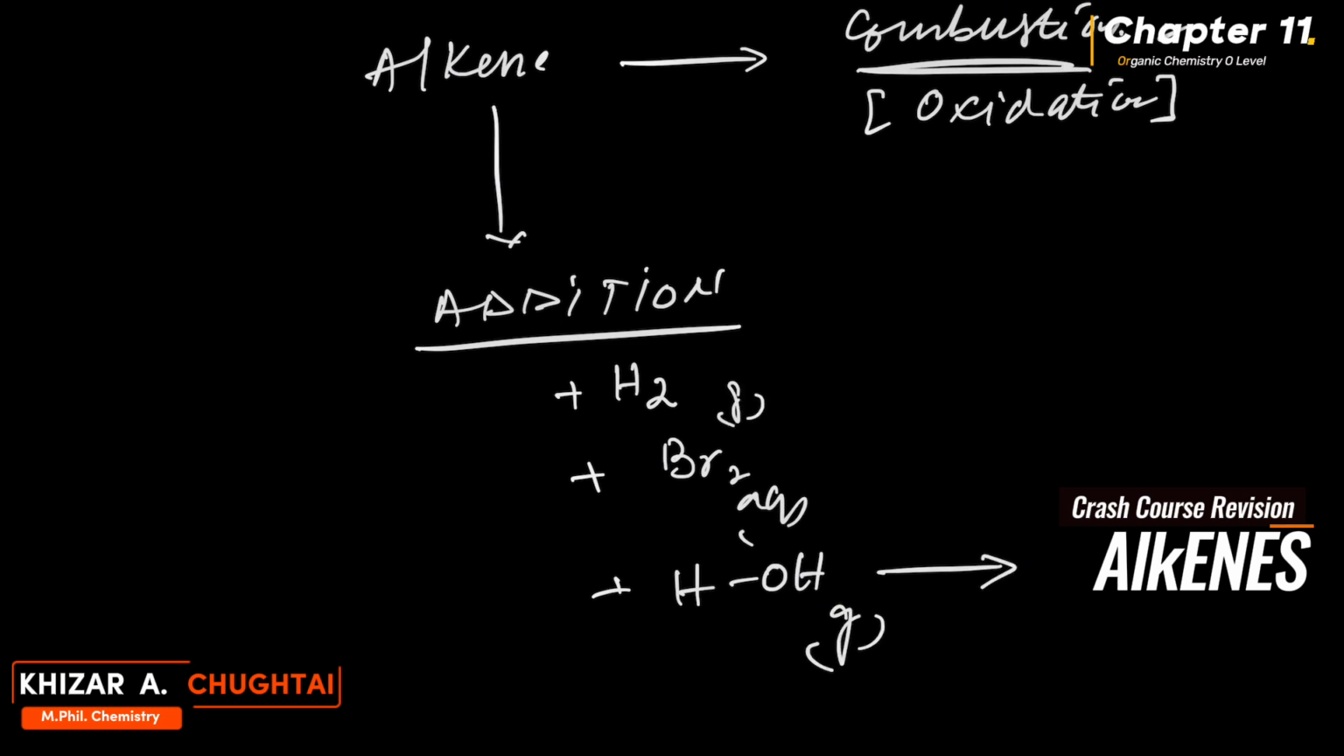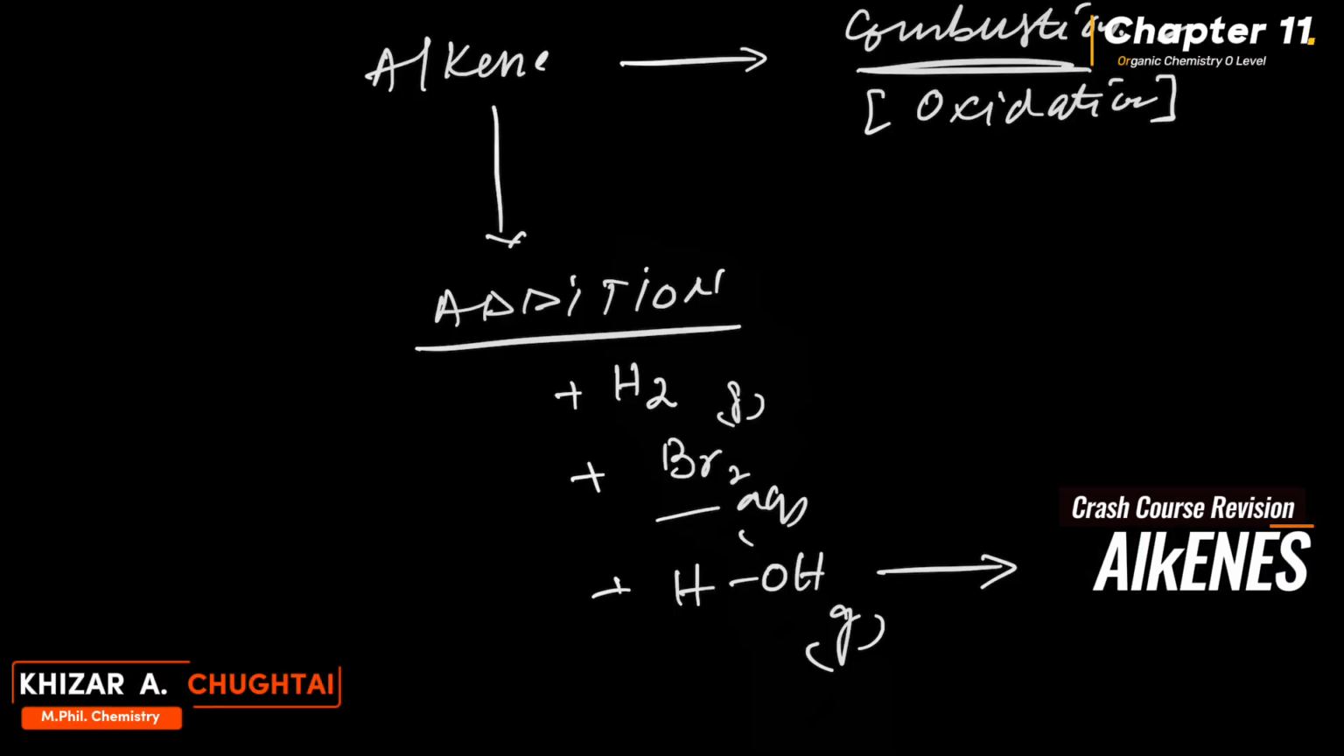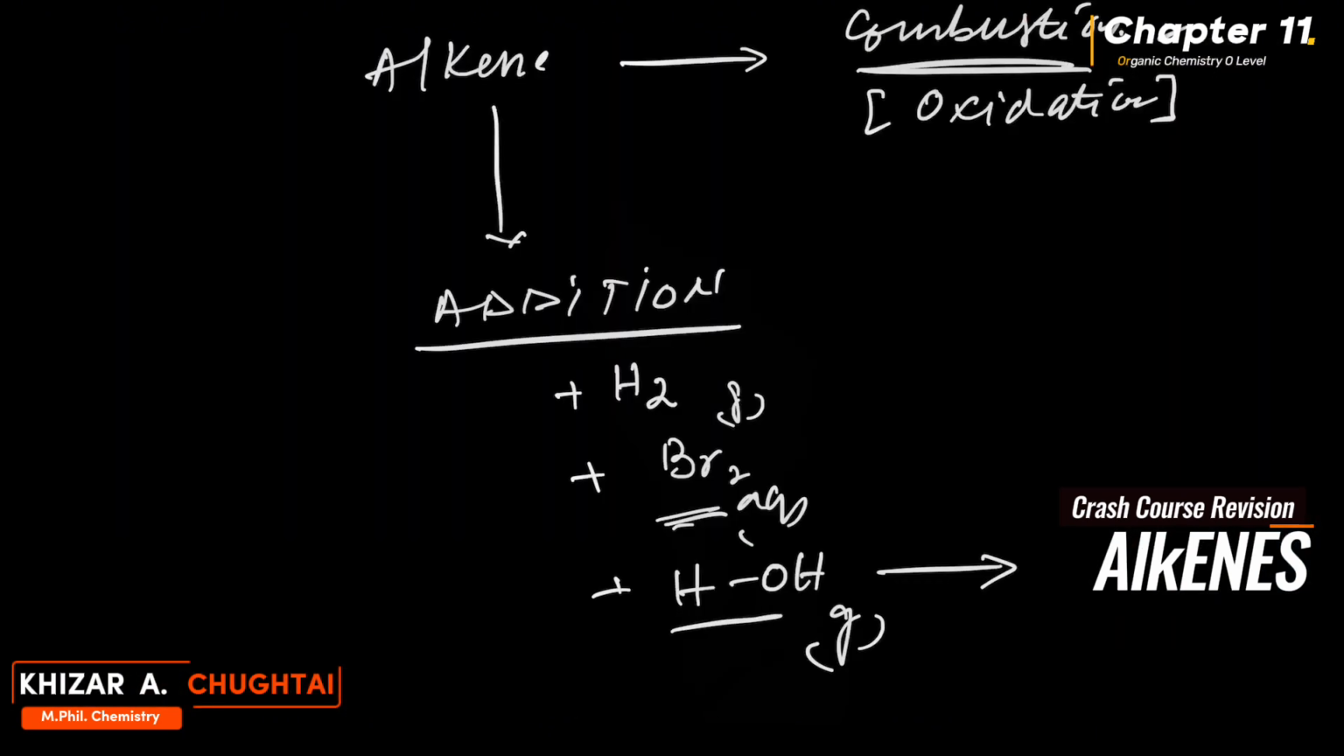So we can add hydrogen into any alkene: ethene, propene, butene, pentene, and so on. We can add bromine, aqueous bromine, a halogen, at room temperature into any alkene: ethene, propene, butene, and so on. We can add water in the form of steam. When we heat the water, it becomes steam. So you can add steam into the ethene at high temperature, and this addition reaction gives the alcohol.